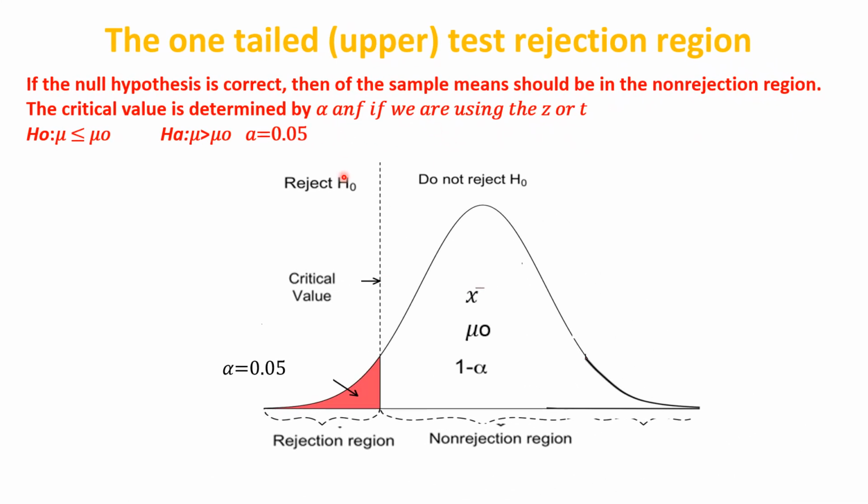This is the same as the one-tail lower test. The only thing is that it is at the upper level. Now for the null hypothesis, you have to assume that it is lying in the non-rejection region here. We have to calculate the value of Z or T, and if it is lying here, then the null hypothesis is accepted. If it is lying outside, in the rejection area here, then the alternative hypothesis will be adopted.